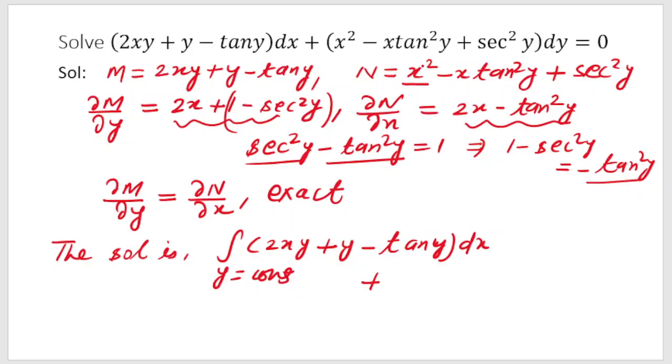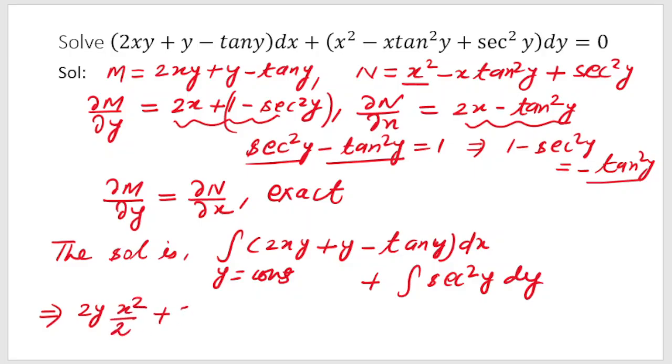So x square, there is x here. In the second also there is x here. So we have just one term, that is sec square y, which does not contain any x. So sec square y dy. I hope you all know how to integrate. So we have to take 2y constant, integration of x will be x square by 2, then y constant, so it will give me xy, and minus tan y is also constant, so it will give me minus tan y into x, and integral of sec square y is tan y, so that is equal to constant.